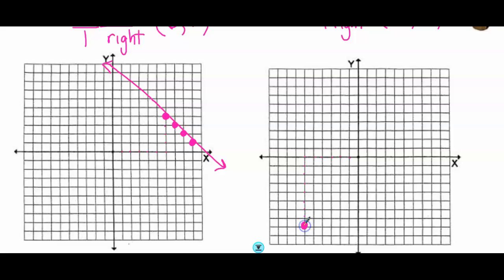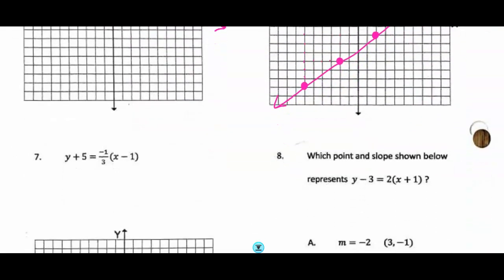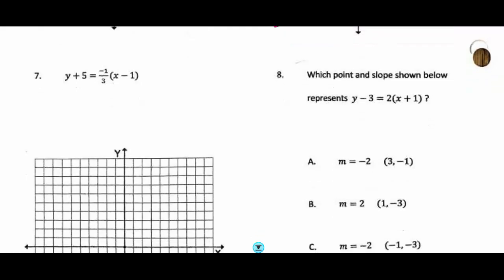My slope says go up 3, right 4. Up 3, right 4. Up 3, right 4. And that's all I can get on there. Use a straight edge to sketch yourself a line. Alright? I think there's one more here, number 7.